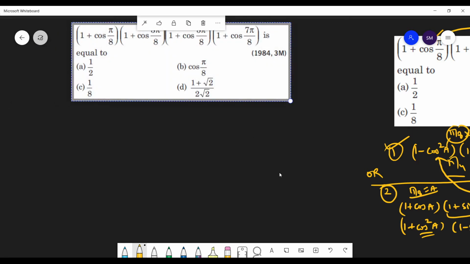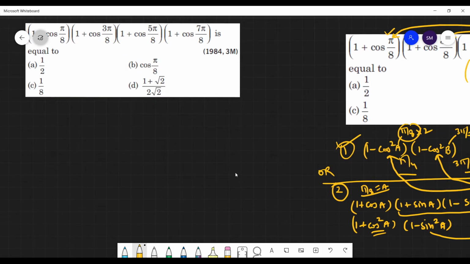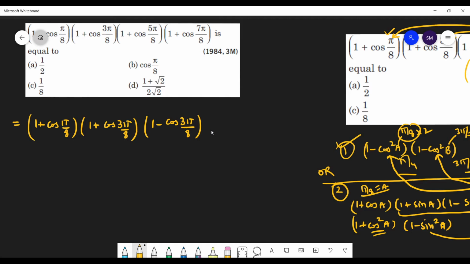So if you are using this strategy, the first one, then you will get here 1 plus cos pi by 8 into 1 plus cos 3 pi by 8. So we are not touching these two, and then I've got cos 3 pi by 8 and 1 minus cos pi by 8.